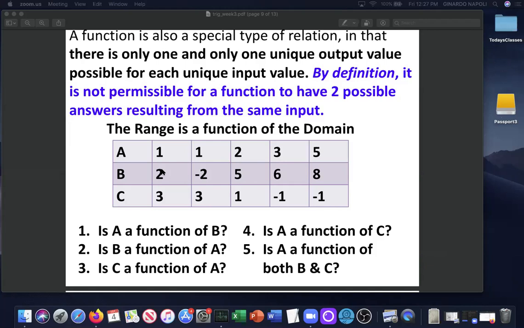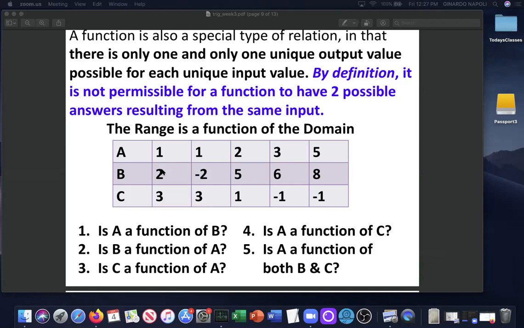Can you say the question one more time? Do you think A, number one, do you think A is a function of B? No. Okay, so what's your reasoning?